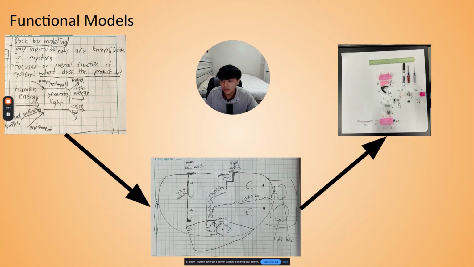Here are some of our functional models. First, we have black box modeling, which was basically taking the inputs and outputs and figuring out what happens on the inside of our flashlight. And then from there, we made a predicted sketch of what was on the inside, which was more simple than we actually thought it would be, because here on the right shows the disassembly, and we found out there were many parts that moved together and worked together.